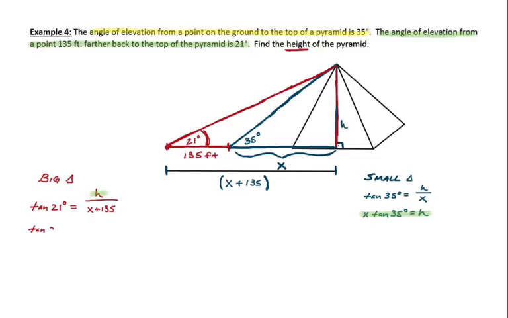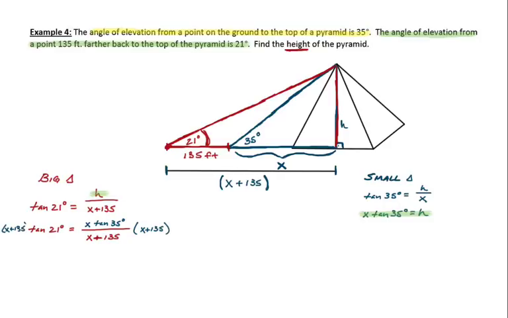So I'm going to replace the h with x tangent of 35 degrees. Tangent of 21 degrees equals x tangent of 35, which I got from my small triangle, over x plus 135. Now if I can solve for x, that would give me the length of the side of the small triangle, and then it would allow me to find h. I would just replace x in x tangent of 35, and I'd have h. So I'm going to solve this equation for x.